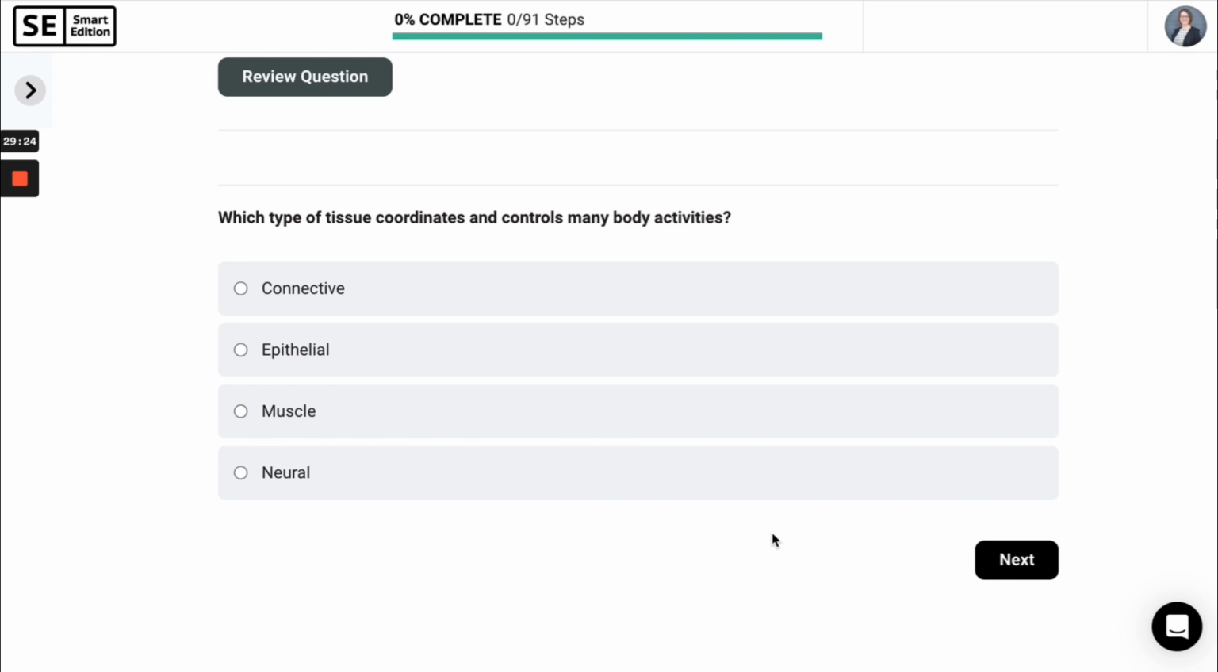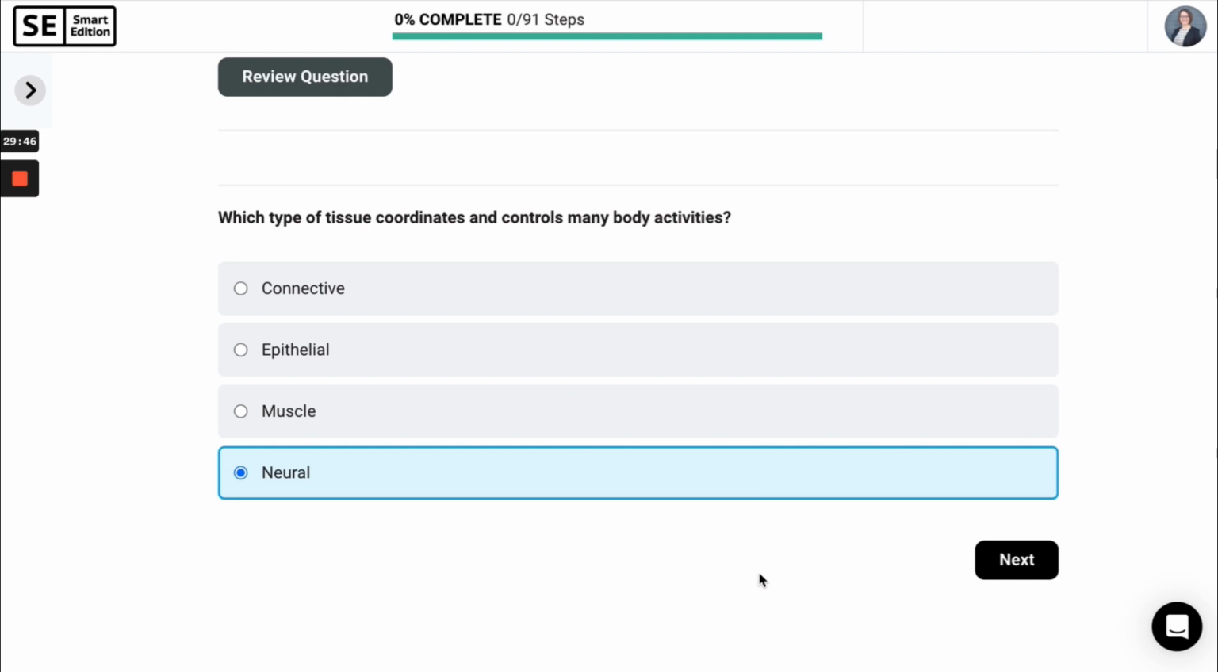What type of tissue coordinates and controls many body activities? Is this connective, epithelial, muscle, or neural? The correct answer here is neural. So cells are composed of dendrites, cell bodies, and axons. The neural nervous system coordinates and controls many of these body activities.